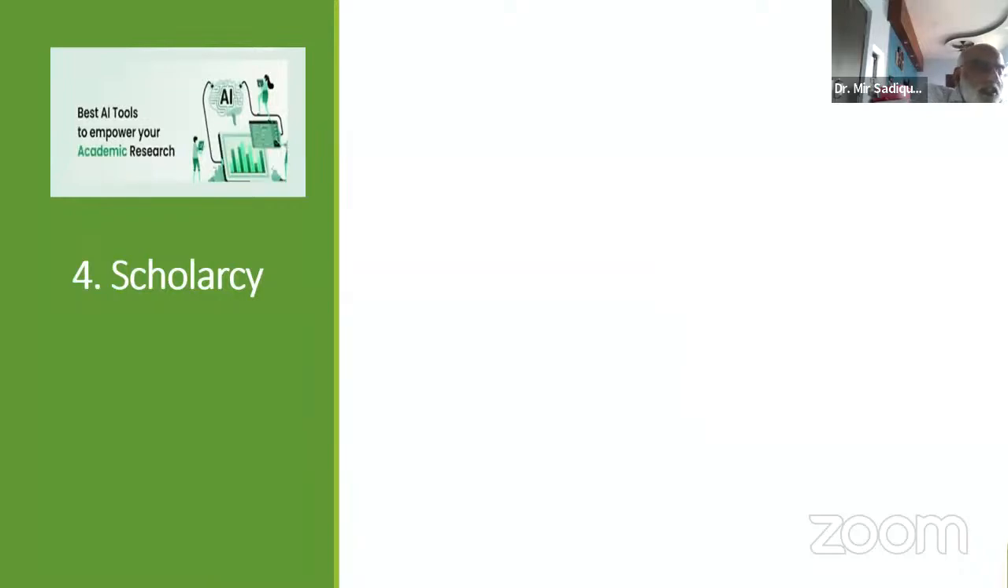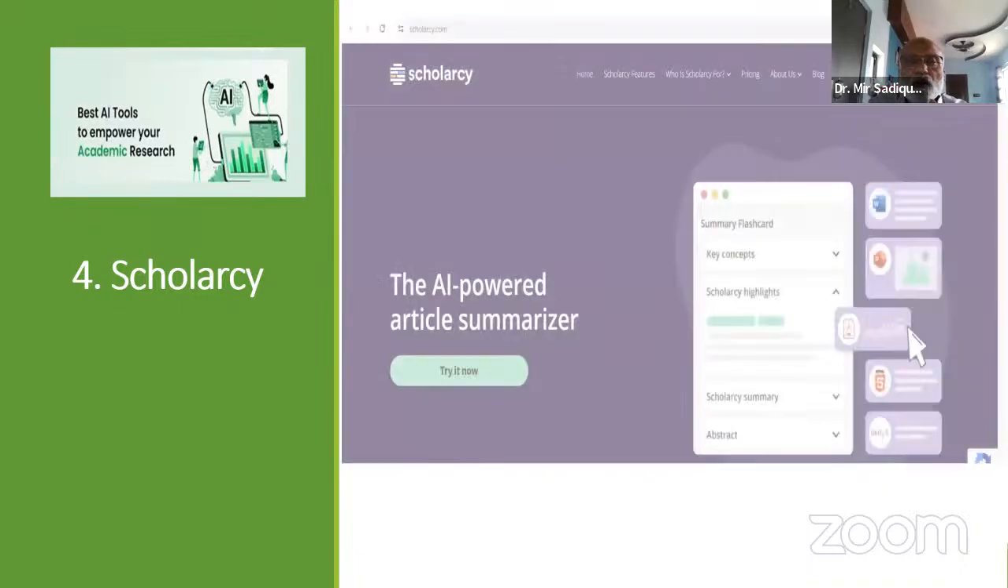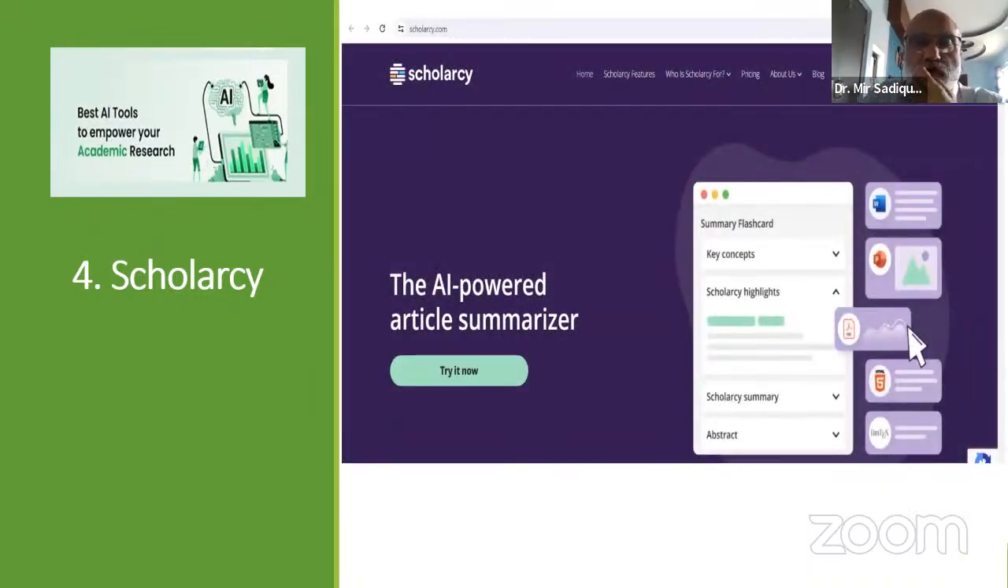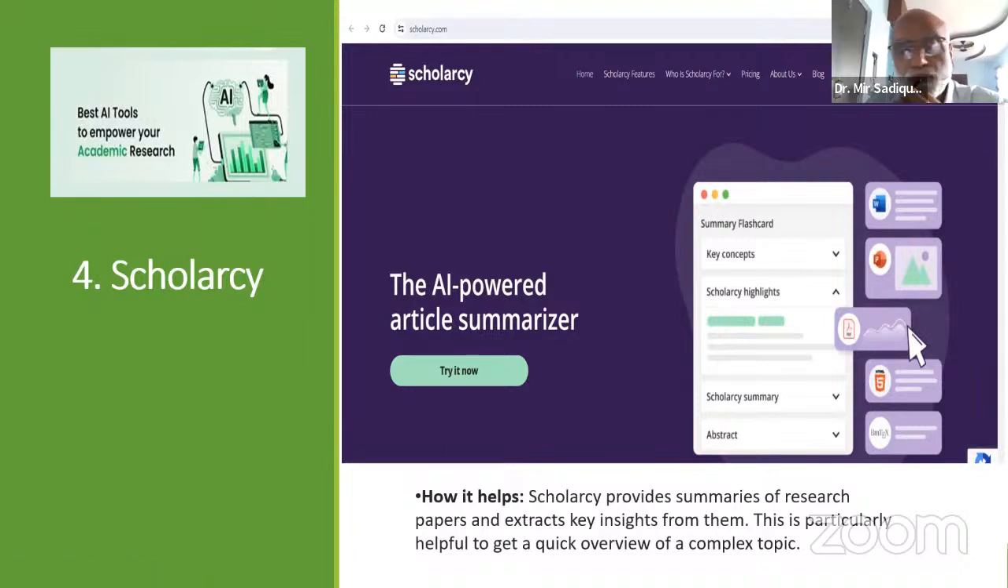Fourth goes as Scholarcy. Scholarcy, an AI-powered article summarizer. It can generate for you summary flashcards having key concepts. Scholarcy highlights will show. Scholarcy summary, it can generate an abstract. So it can be tried and then you can go for the premium edition or subscribe for it for a time period.